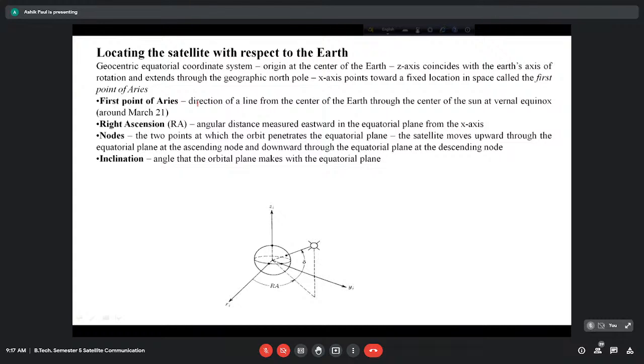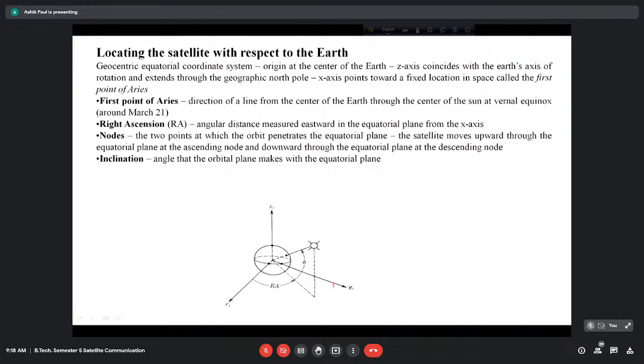So this first point of Aries is defined in this fashion: if you join the center of the Earth with the center of the Sun on the day of the vernal equinox, then that direction points towards the first point of Aries. So one of the axes of this geocentric equatorial coordinate system is coincident with the Earth's axis of rotation and passes through the geographic North Pole, while another axis points towards the first point of Aries. Once you fix the two axis directions, the third axis, the y-axis in this case, will be simply mutually orthogonal to both of them.